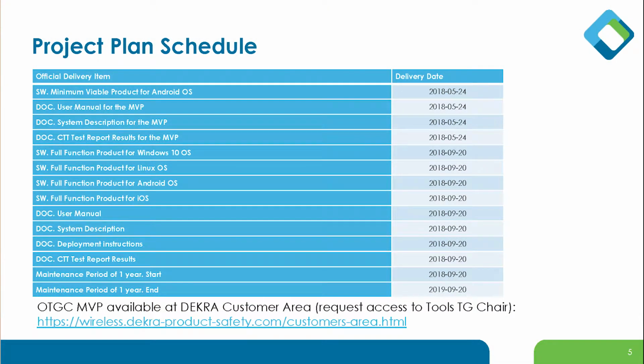So the OTGC, by the end of September, by the end of the project, will be available in all of these operating systems. Right now, we are working on the Android version, and this is the version you could test during today, during the hackathon. This is the project plan schedule. As you can see, right now we have delivered the MVP, the minimum viable product, which is the Android version. By the end of September, different operating systems will be also available.